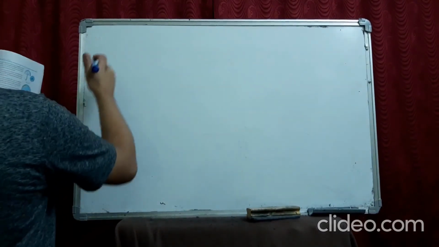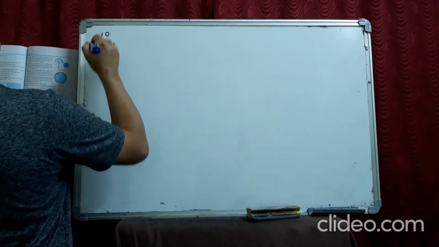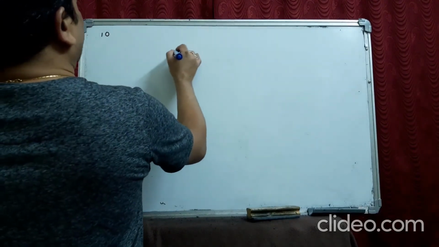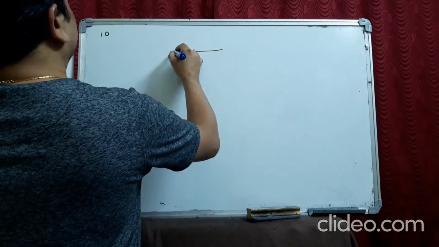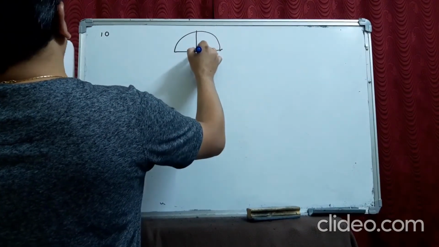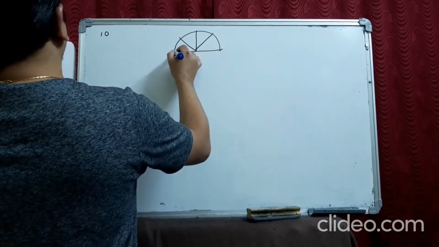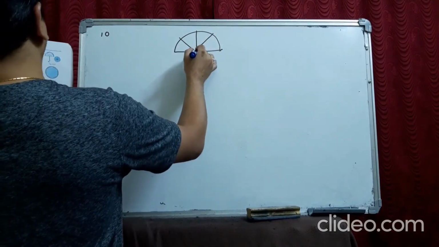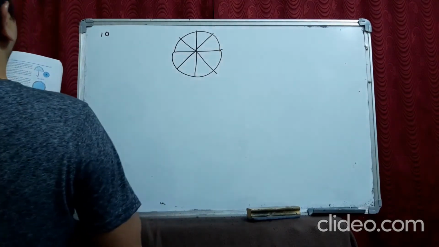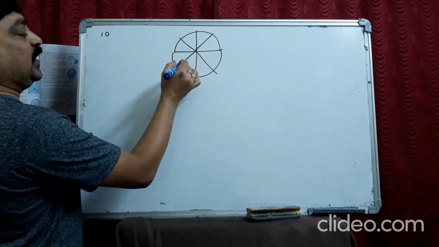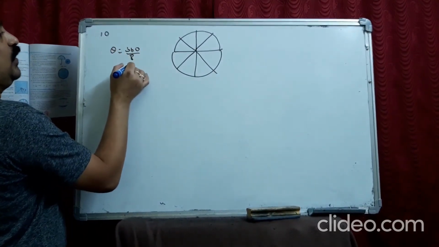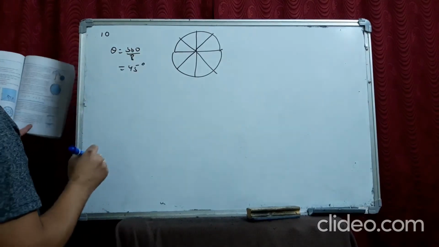Look at the 10th question and see the figure there. An umbrella is made with 8 ribs equally, and the figure will be like this. 4 on one side and 4 on the other side. So total will be 8 ribs. So 8 means it is divided into 8 equal parts. So each angle theta will be 360 by 8. 8 4s are 32, 45 degrees. Each will be 45 degrees.